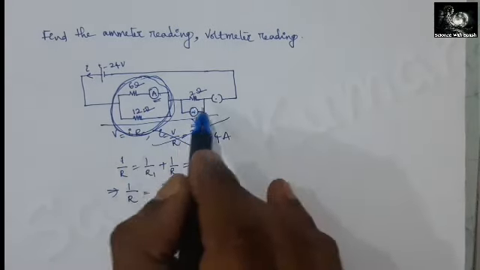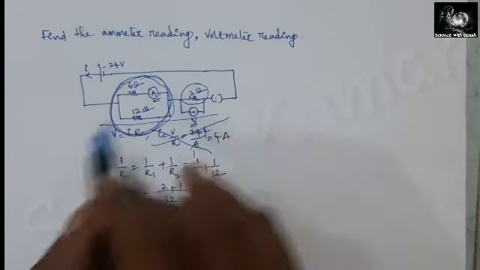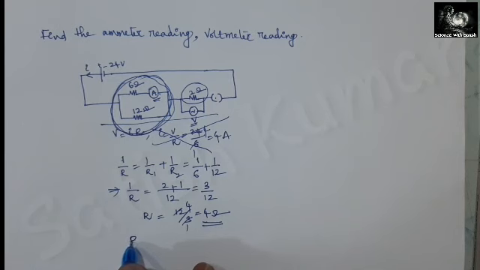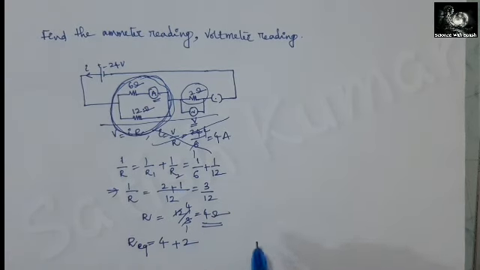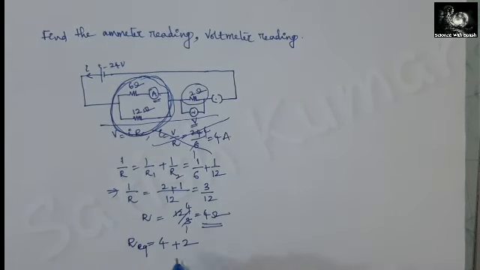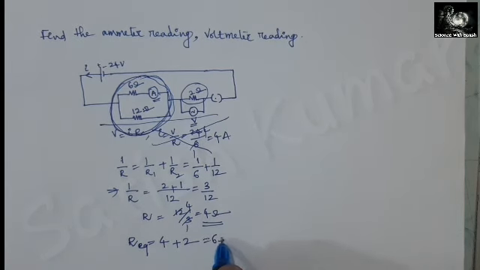So, this 4 ohms is in series with this 2 ohms. So, the total resistance of the circuit is given by R equivalent is equal to 4 plus 2, because in series combination R is equal to R1 plus R2. So, it is 6 ohms.